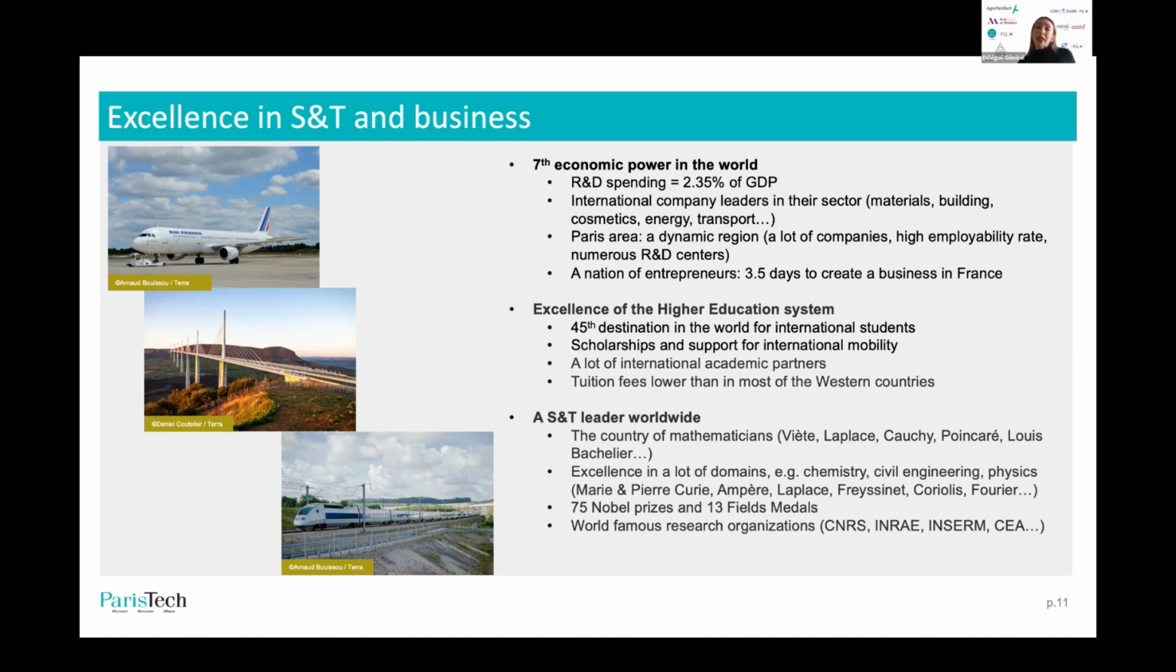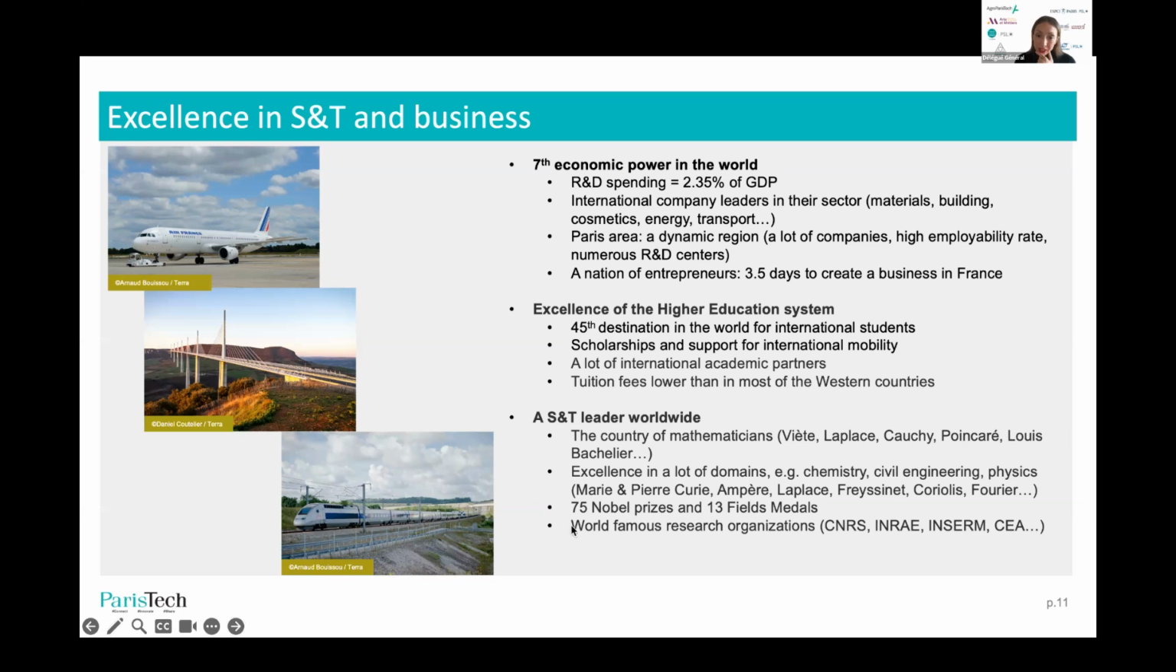The other point which is very interesting for you is that the tuition fees are lower than in most of the Western countries, because we have a public system which is very strong in France, and we can allow our students to study in a very competitive environment for fees that are very low compared, for instance, to the United States. And like I said too, in science and technology, it's a worldwide leader. It's a country of mathematicians, and we prove our excellence in a lot of domains like chemistry, civil engineering, etc.